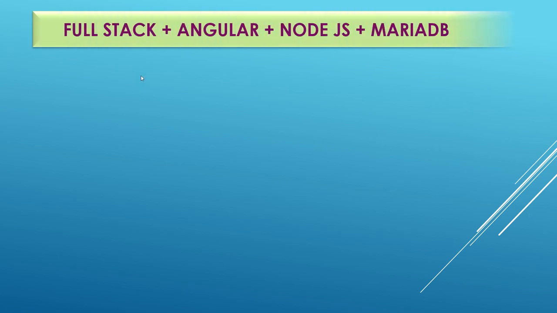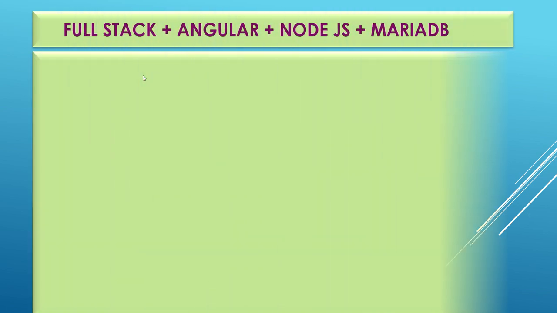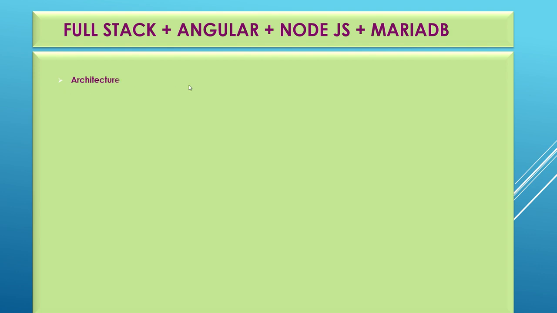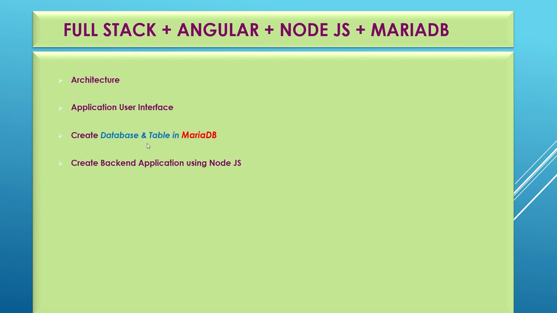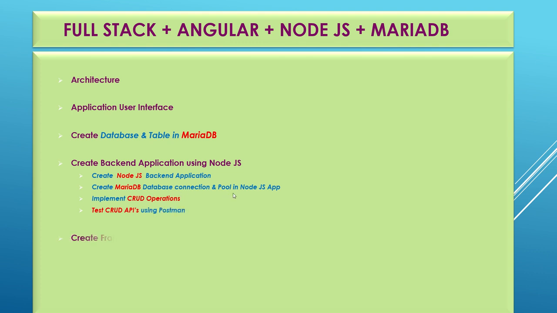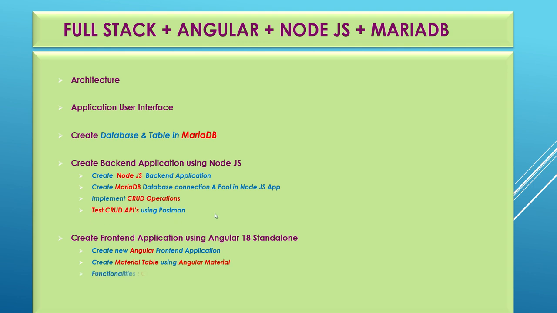These are some steps which we are going to follow to create this full stack application. First we will see the architecture part. Next I will show you the user interface. Next we are going to create a database and table on the MariaDB database side. Next we will create our Node.js backend application. We will create a MariaDB database connection and pool in the Node.js backend application. Next we will implement the CRUD functionalities, and finally we will test our CRUD APIs using Postman. This is about the backend steps we are going to implement.